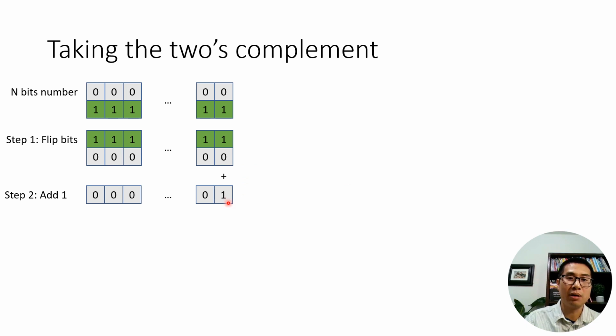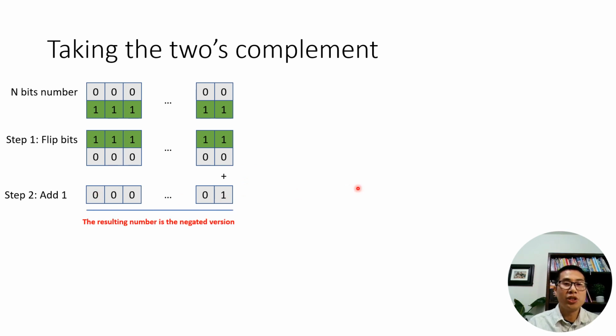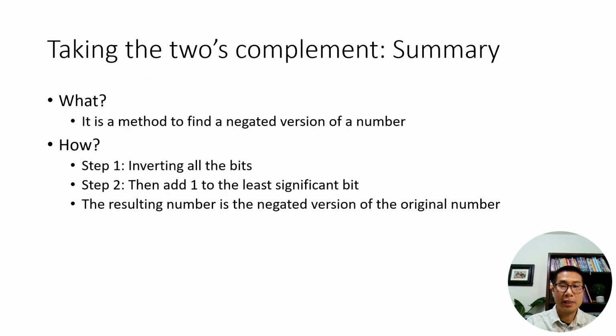So that one is the only one in that sequence. This one is at 1. And the resulting numbers will be the negative version of the original numbers over here. And these are the steps that I have set just now. I put them in text so that you can read them.